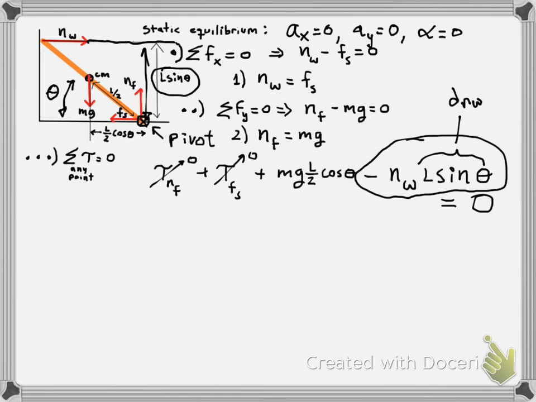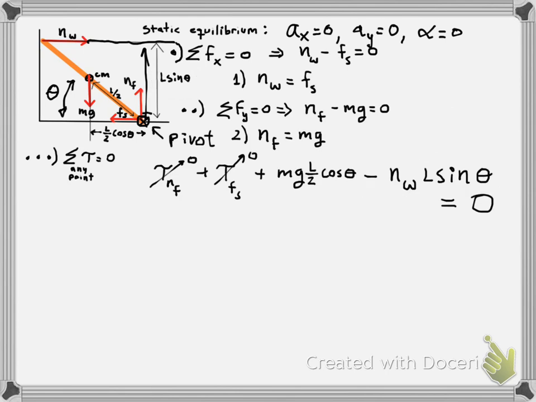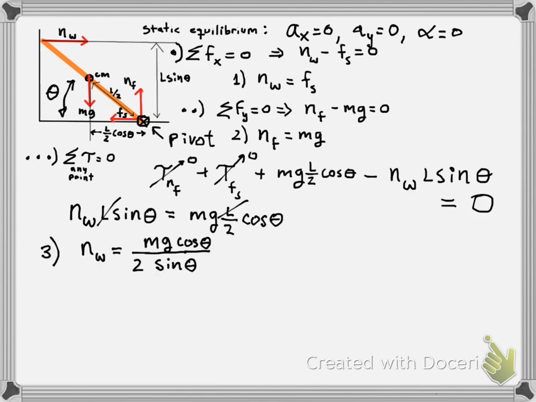So the sum of these two torques is equal to 0, and therefore we get our third equation. Let's take a look at that equation right here: NW, the normal with the wall, times L sine theta equals mg L over 2 cosine theta. We can cancel an L and write that the normal with the wall should be equal to mg cosine theta divided by 2 sine theta.